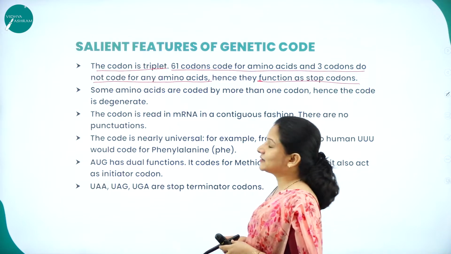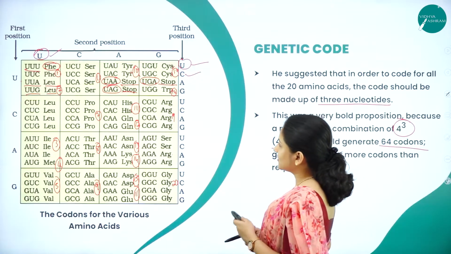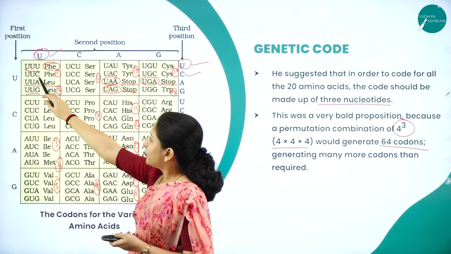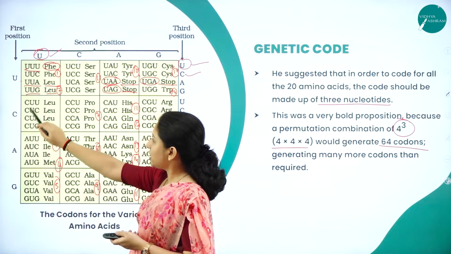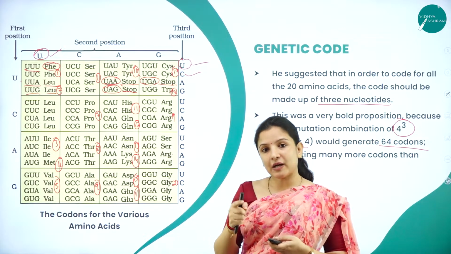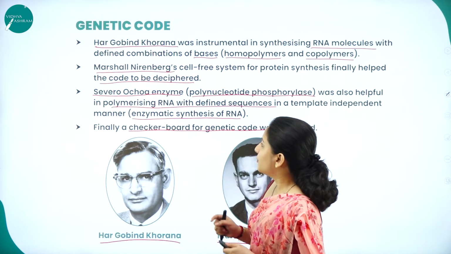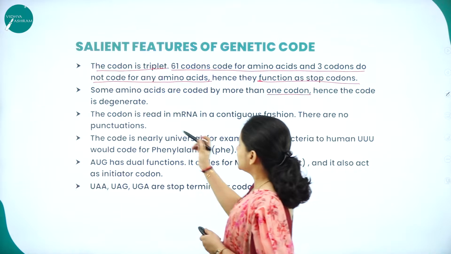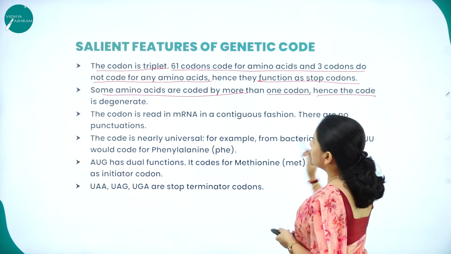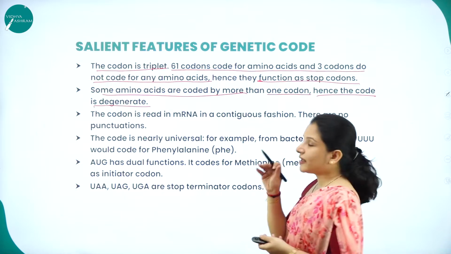And some amino acids are coded by more than one codon. That is true, right? If you can see here in this checkerboard, take the example of leucine. Leucine is coded by UUA as well as UUG, CUU, like that many more. So many codons can participate in the synthesis of only one particular amino acid. That is what that point means, that some amino acids are coded by more than one codon and hence the code is degenerate.